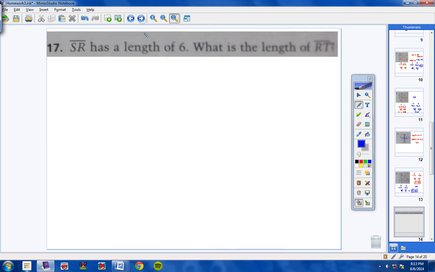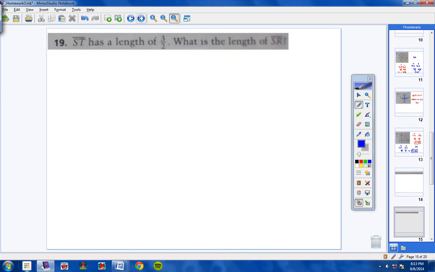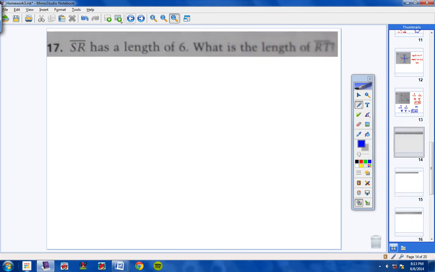All right, moving on to number 17. Let's see, what do we have? 17, 19, and 20. The directions for 17 and 19 and 20 read as follows. Please, students, listen to me carefully. Let R be the midpoint of ST.